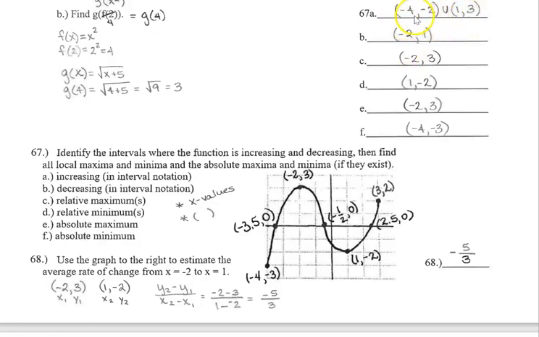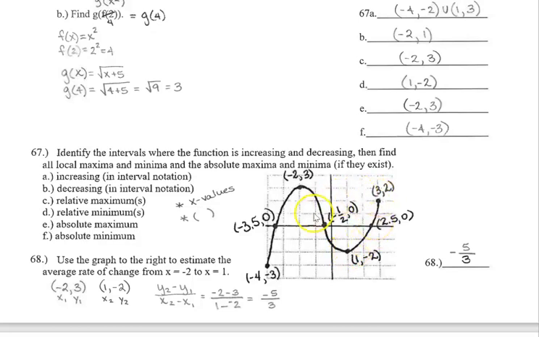So that's where we got this right here. Then it's decreasing from -2 to 1. Again, x values, and always using parentheses. Then we have a maximum at (-2, 3). A relative maximum is where you change from increasing to decreasing. And then we have a relative minimum at (1, -2). A relative minimum is where you change from decreasing to increasing.